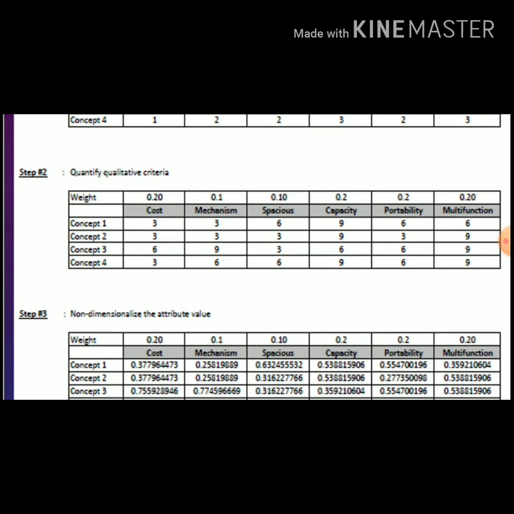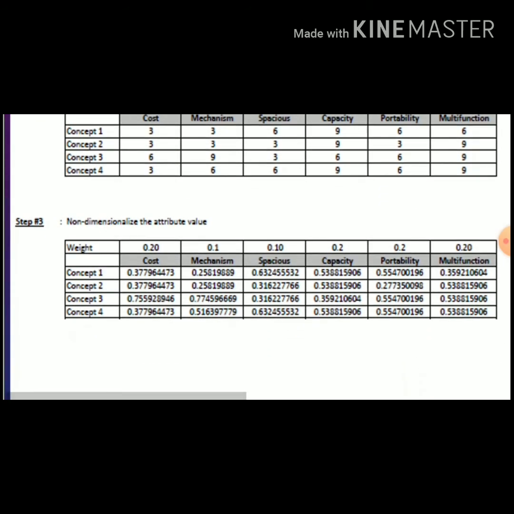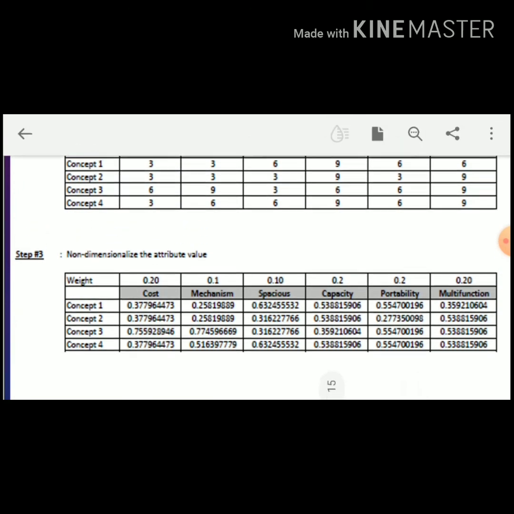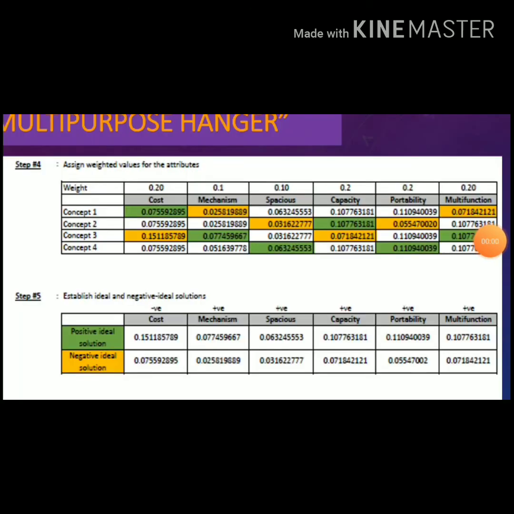So you are taking this number 3, divided by the square root of 3 squared plus 3 squared plus 6 squared plus 3 squared, and finally that gives you the number 0.37796. So in step number 4, we have to assign the weighted values or factors for the attributes.